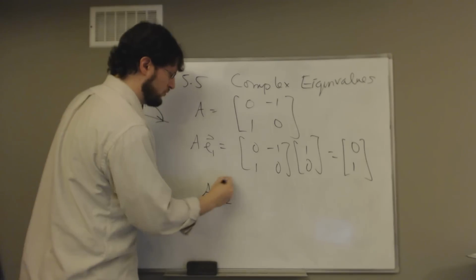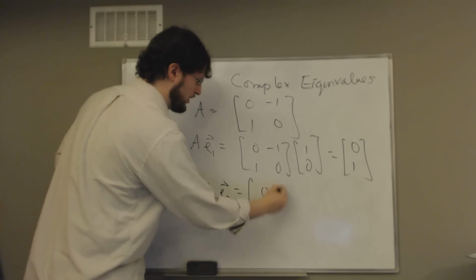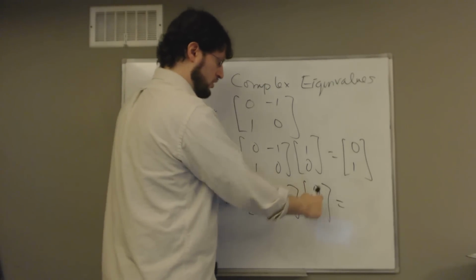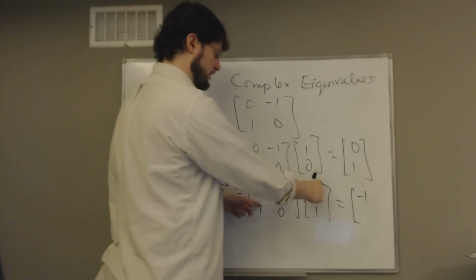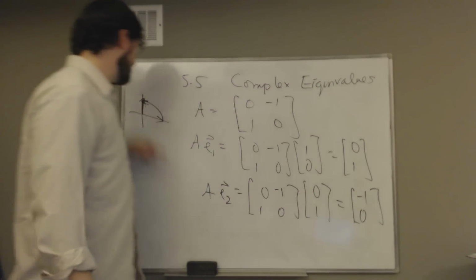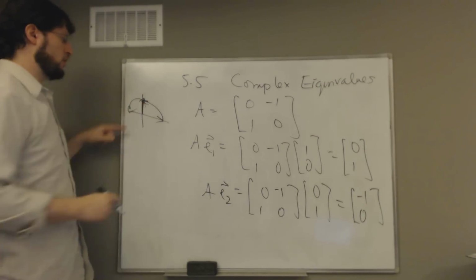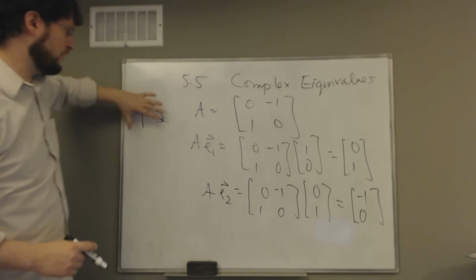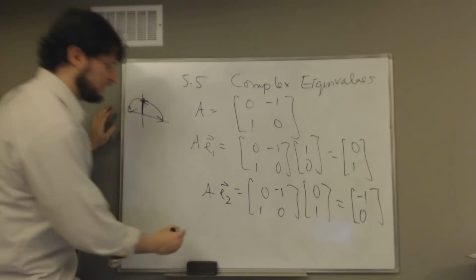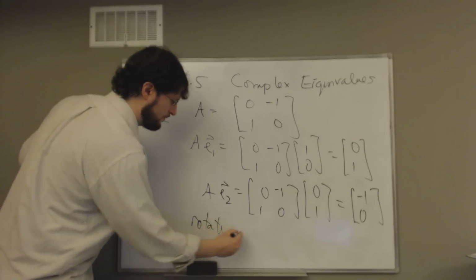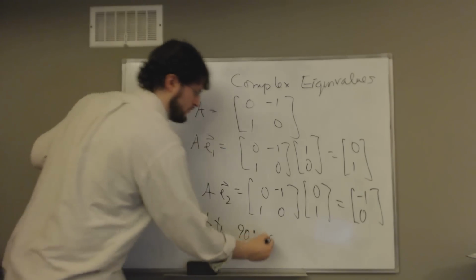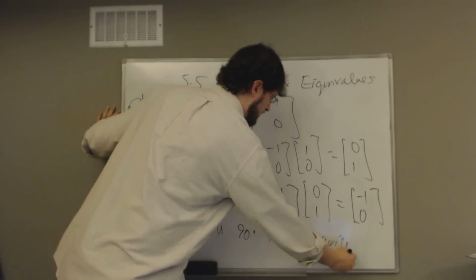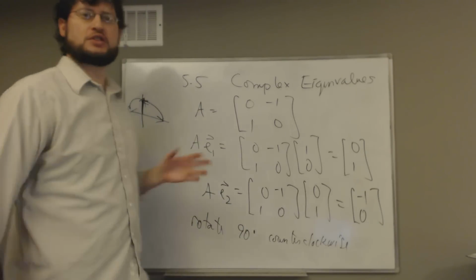A of E2 is 0, 1, minus 1, 0 times 0, 1, which is 0, minus 1. So E2 gets sent over here to negative 1, 0. What this is actually doing is taking everything and rotating it 90 degrees counterclockwise. So that's what this matrix is doing.